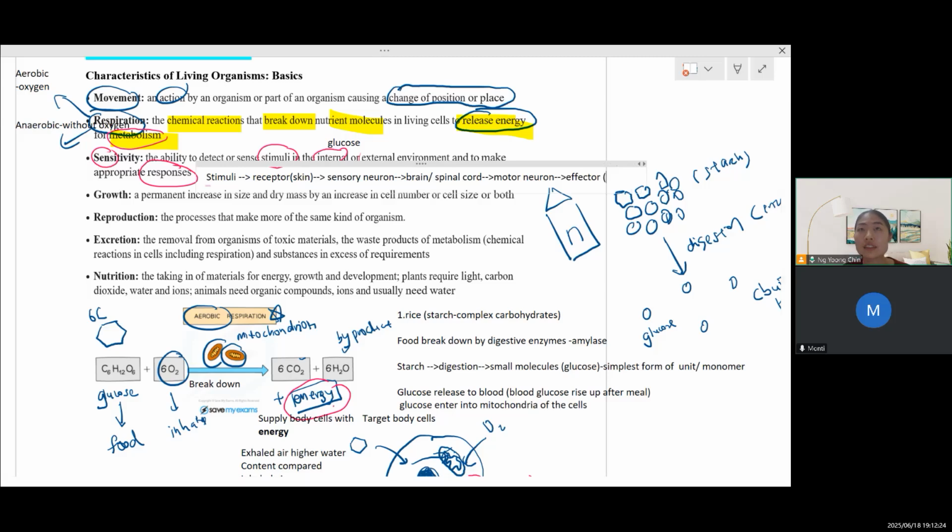Effector is the organ that will produce a response, for example, muscle or the gland. They will produce a response.